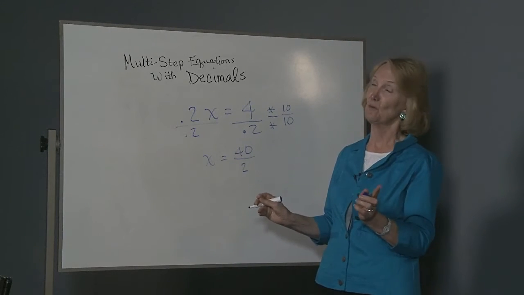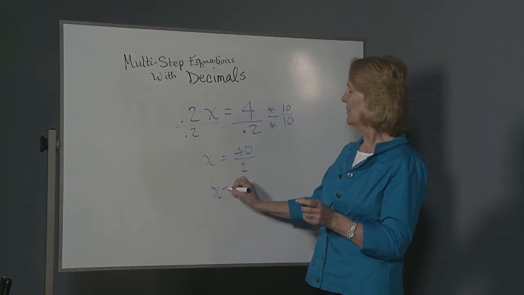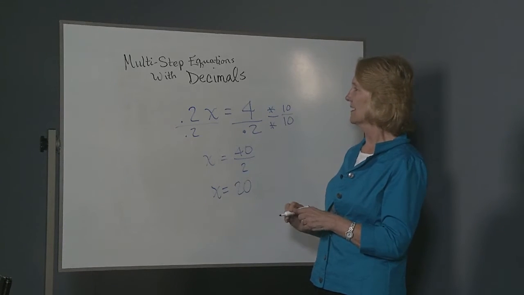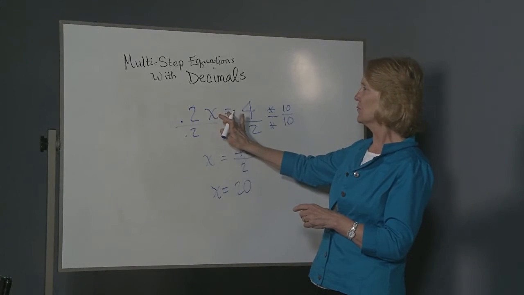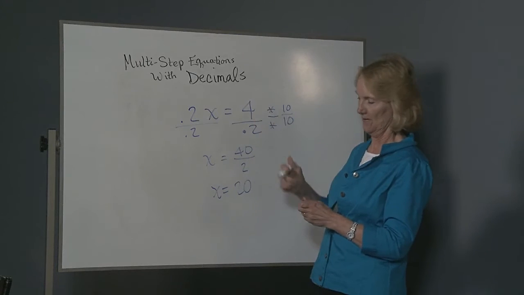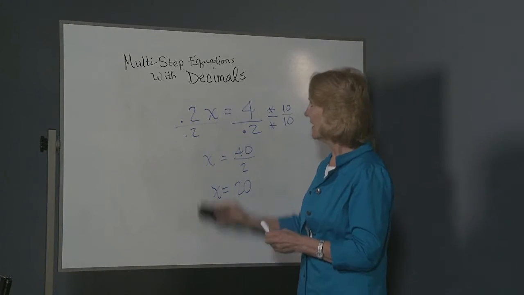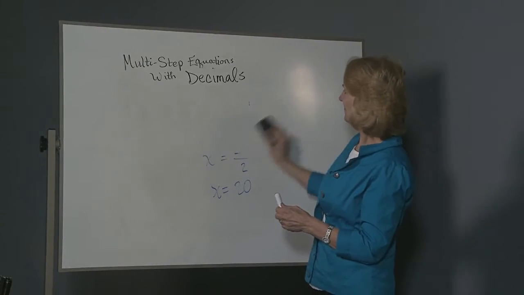Now those numbers look really easy. 40 divided by 2 is 20. 0.2 times 20 would be 4. And that is correct. Let's do another one.